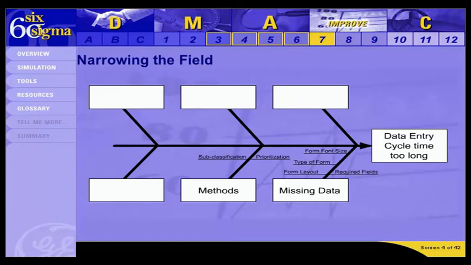So this left methods and missing data. First, the team looked at the methods. According to several of the managers, neither the subclassification nor the prioritization had any impact on the cycle time. After deleting this topic, we were left with only one major area, missing data. Click Next to continue.